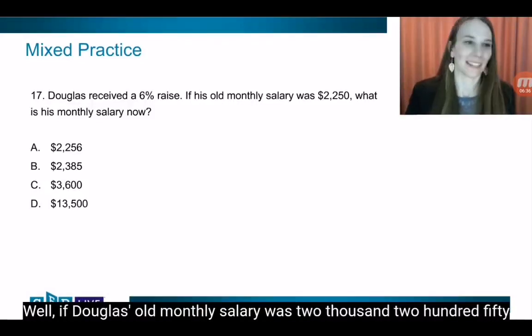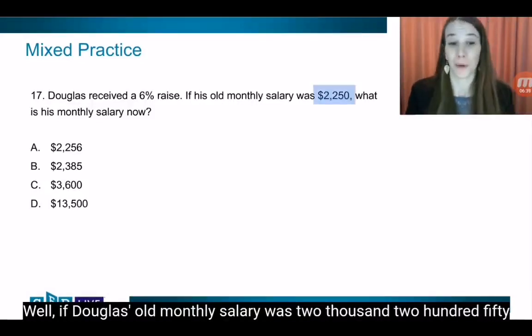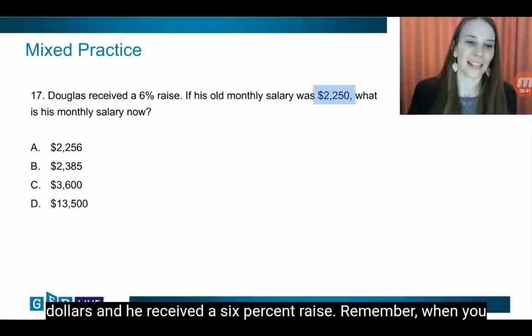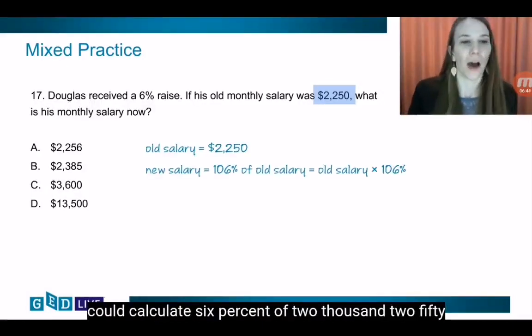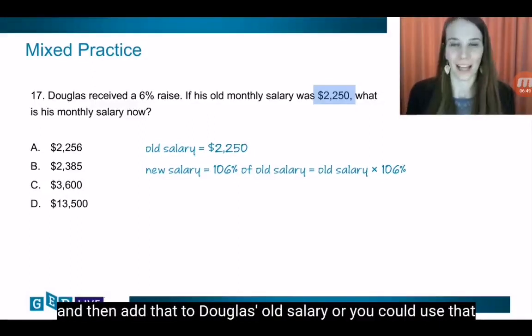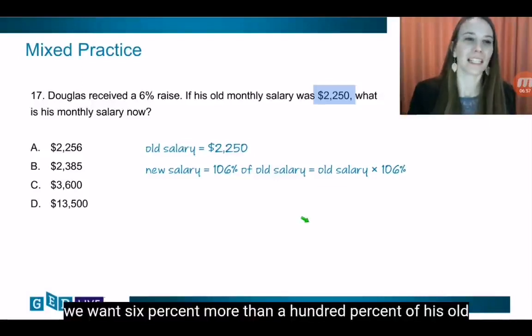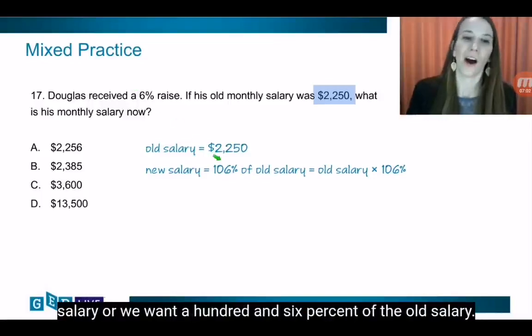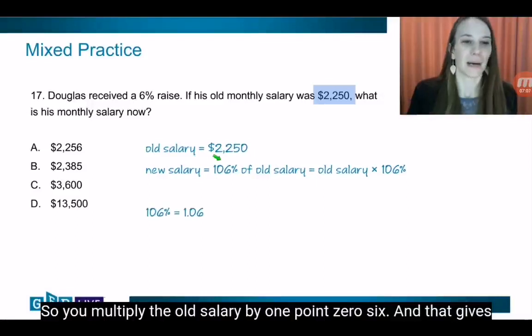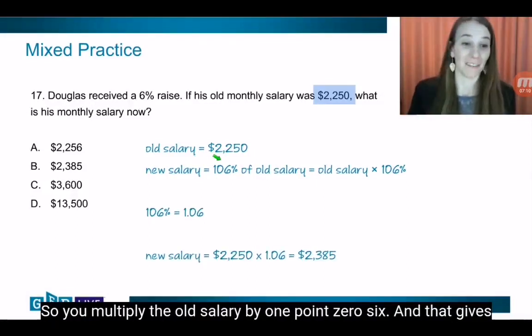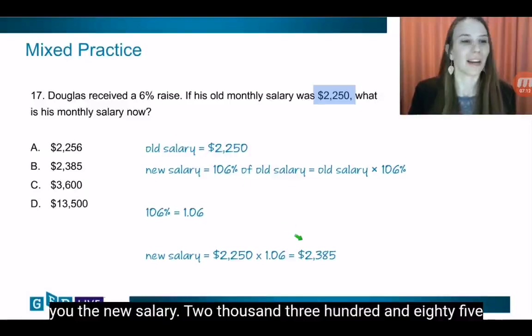Well, if Douglas's old monthly salary was $2,250 and he received a 6% raise, remember, you could calculate 6% of $2,250 and then add that to Douglas's old salary, or you could use that pro tip and do the one calculation option, which is to say, well, we want 6% more than 100% of his old salary, or we want 106% of the old salary. So you multiply the old salary by 1.06, and that gives you the new salary, $2,385.